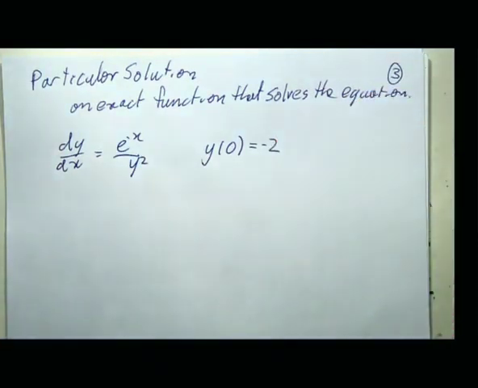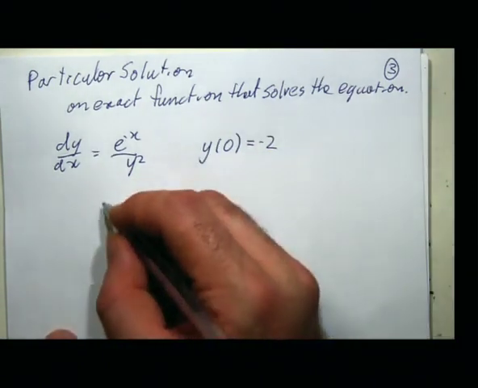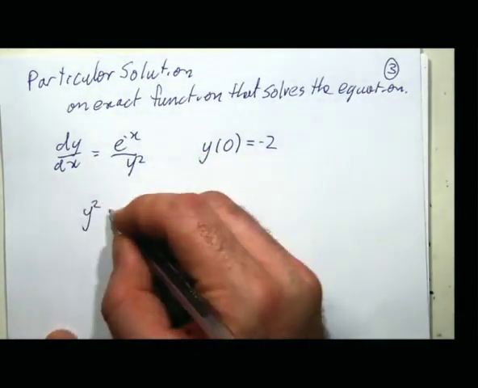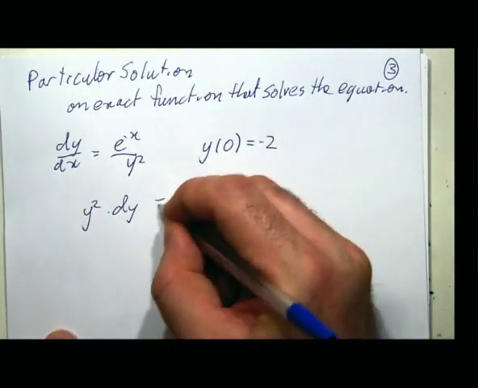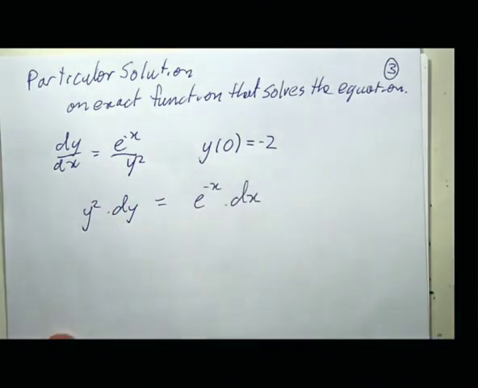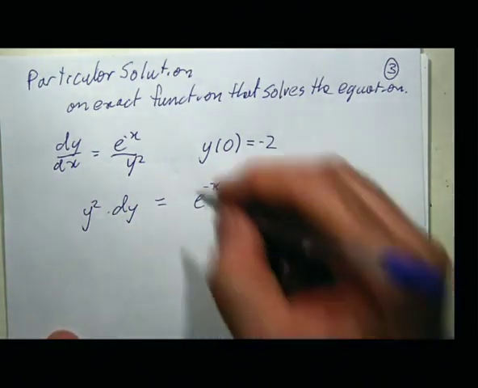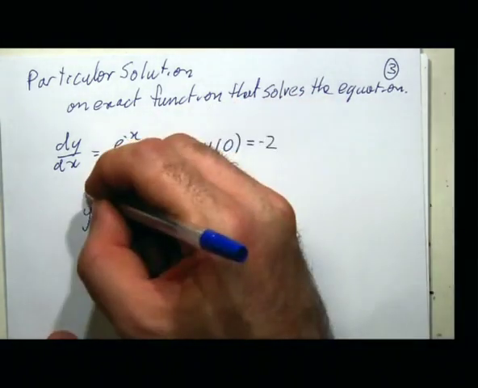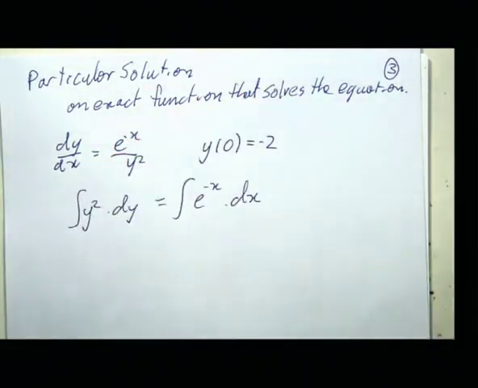So before we saw there was something unknown in the equation. Now what we're doing is going, well, there should be more information for me to nail down exactly which function we want. So this is again separable. I'm going to write this as y squared dy is equal to e to the minus x dx, and we've separated it, so we put in the integral.